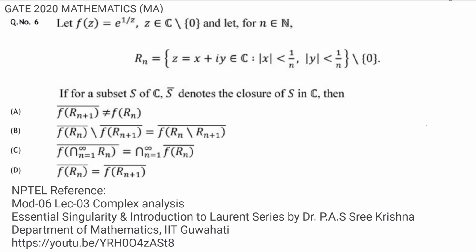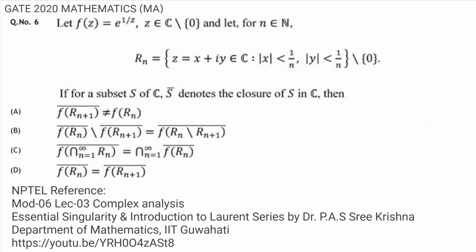Problem is from GATE 2020 mathematics paper, question number 6. The problem given is, let f of z equal to e to the power of 1 by z, where z is a complex number in C except the point 0, and let for n belongs to N, Rn be the set of all complex numbers z equal to x plus iy in C, such that mod x is less than 1 by n and mod y is less than 1 by n, minus the singleton set 0.